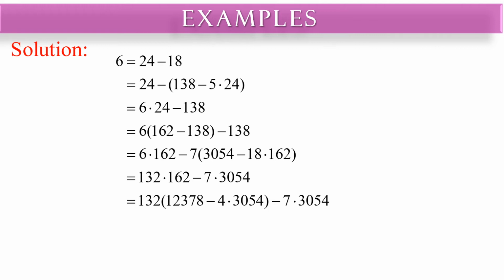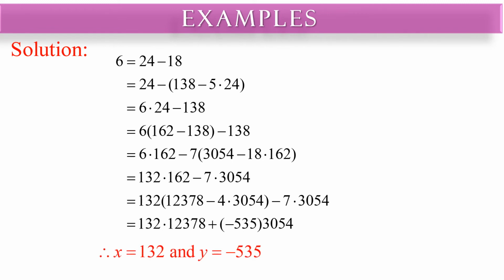to 132 times 162 minus 7 times 3054, which is equal to 132 times 12,378 minus 4 times 3054 minus 7 times 3054, which is equal to 132 times 12,378 plus the quantity of negative 535 times 3,054. Therefore, x is equal to 132 and y is equal to negative 535.